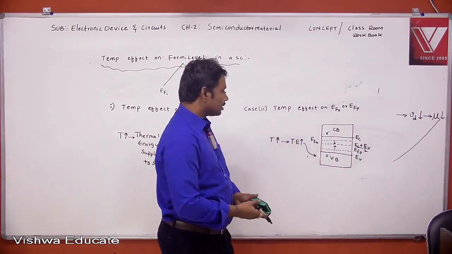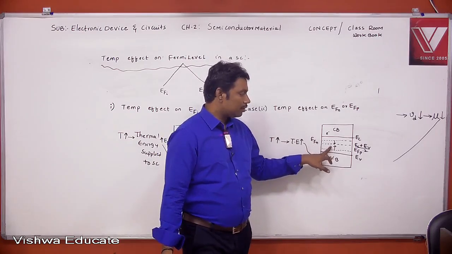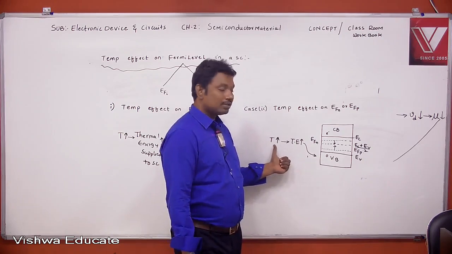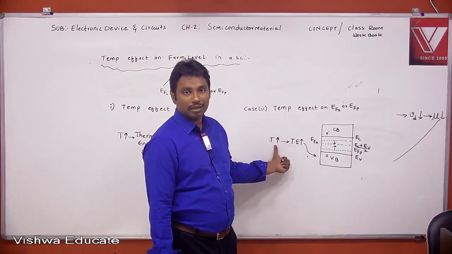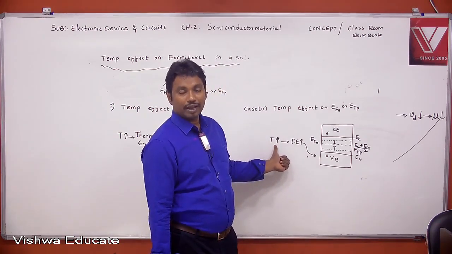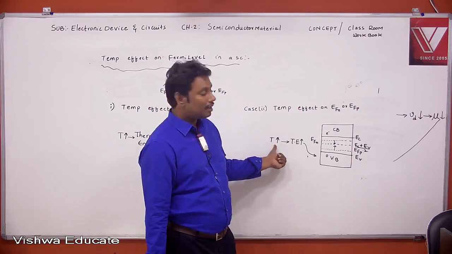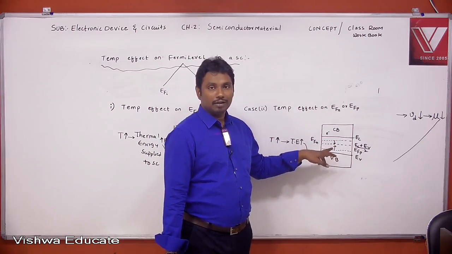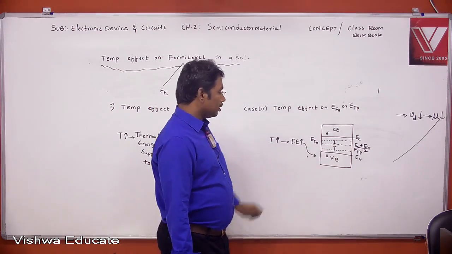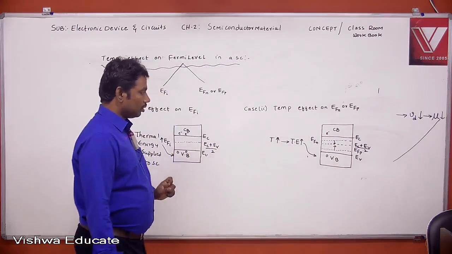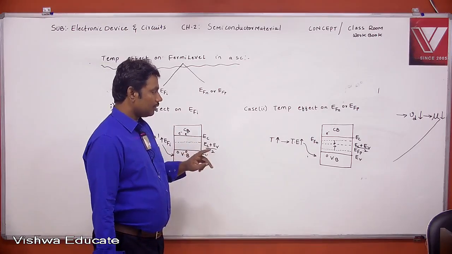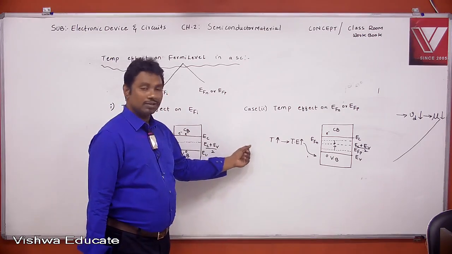Why? The extrinsic Fermi levels are moving towards the middle of the Fermi band as temperature is increased, because at very high temperature the extrinsic semiconductor becomes intrinsic. That's why the extrinsic Fermi level is moving towards the middle of the Fermi band. And you may have a doubt about how an extrinsic semiconductor becomes intrinsic because of temperature. That I will discuss after this concept.